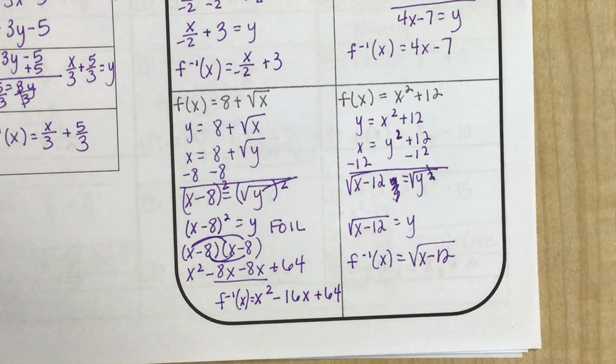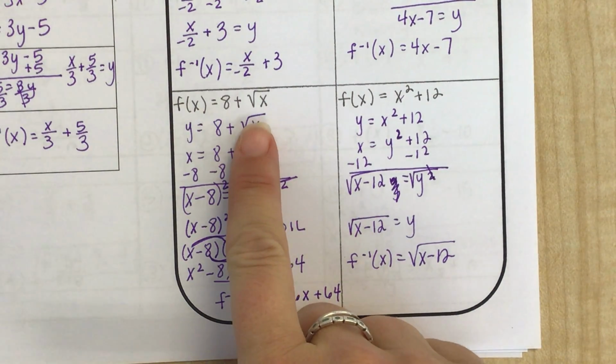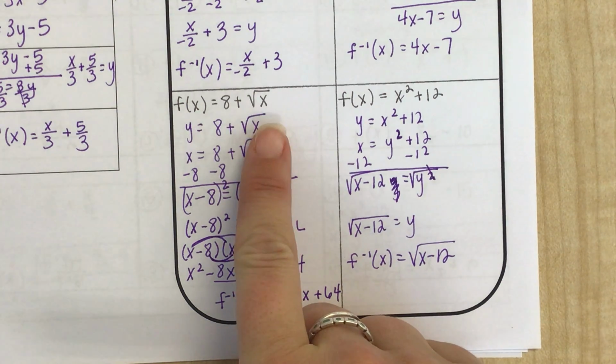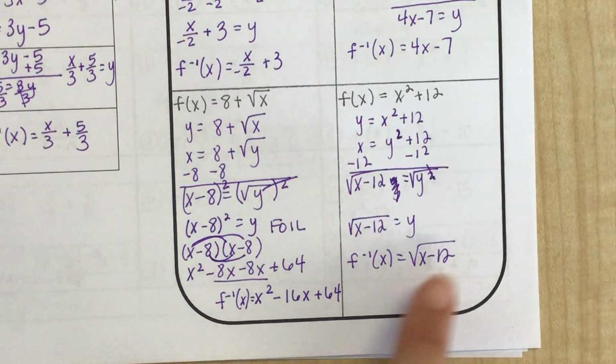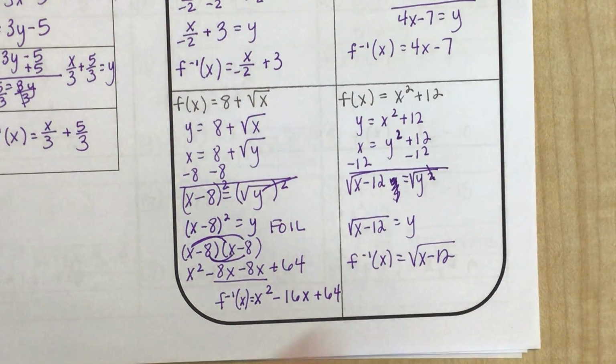All right, so for the problems that have the square root, there's a good chance that you're going to have to FOIL. The ones that start with x squared, those are actually pretty easy. You're just leaving it as the square root of x minus 12.